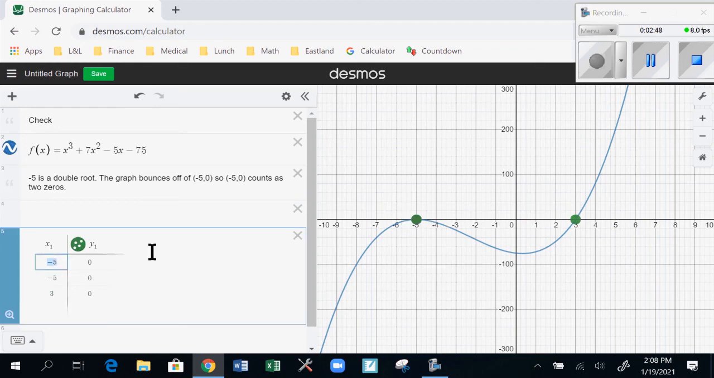Here's what the double root is going to look like on a graph. If the -5 shows up twice on your list, then that means on the graph it's going to come up, bounce off the -5, and turn back the other direction.